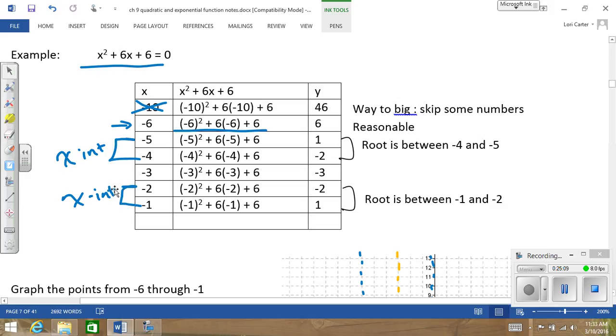When do we have to do this great big long thing? When it does not factor.